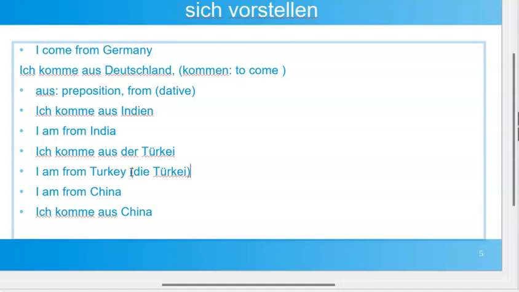Then we have I am from China. Ich komme aus China. Here again we do not have any article. So we have to learn accordingly how we use the countries. There is complete information about this. Once you start learning German, you will come across these prepositions and you will see how the case changes. So for the beginners, it's important to just learn these sentences.